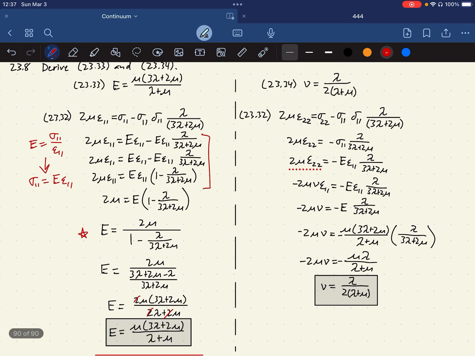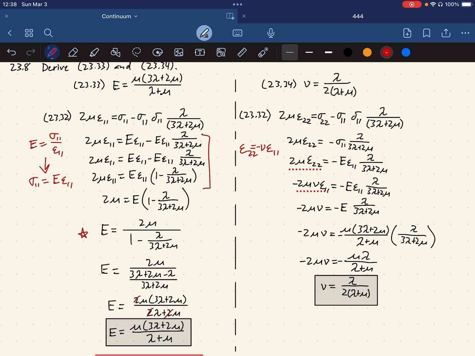Similar process for deriving Poisson's ratio. So again, we're starting out with equation 32. In this case, the book gives us this relationship for strain tensors and Poisson's ratio. Actually, it's negative. So I took that as a hint for how to solve this portion of the homework problem.